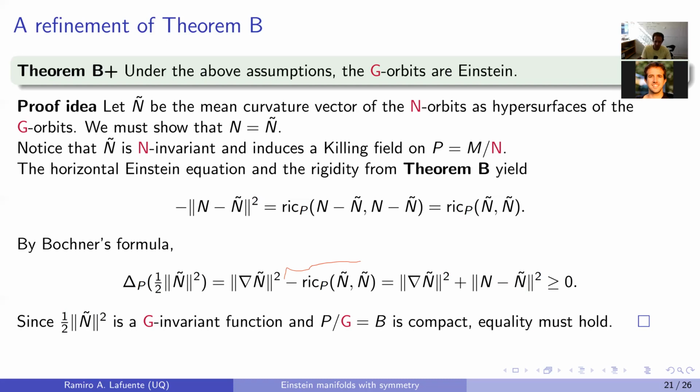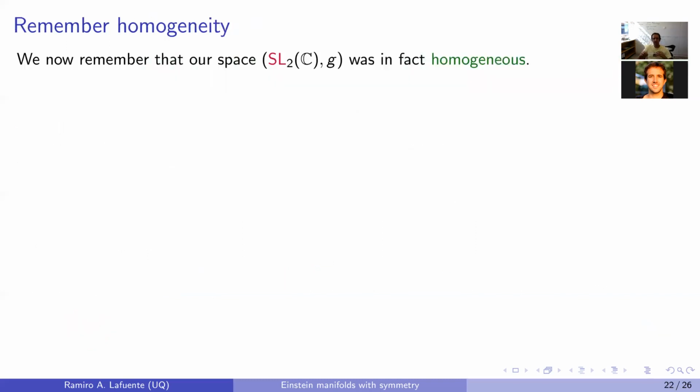But since this function is G invariant and the quotient is compact, it follows by the maximum principle or the divergence theorem on P that we must have equality everywhere. And that implies in particular that n equals ñ, right? So the G orbits are Einstein. That's a cute argument. And now let us see how we use that fact.